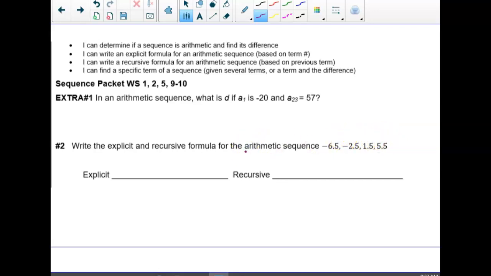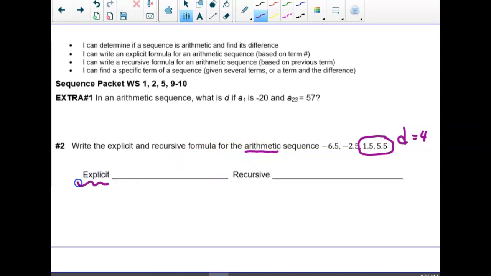Remember, if we're told it's arithmetic, we can take any term and subtract the one before it. If we just look right here, 5.5 minus 1.5, wouldn't the difference be 4? Would that work here as well? Negative 6.5 plus 4 would be negative 2.5, okay? So if the difference is 4, can anybody tell me either of these?